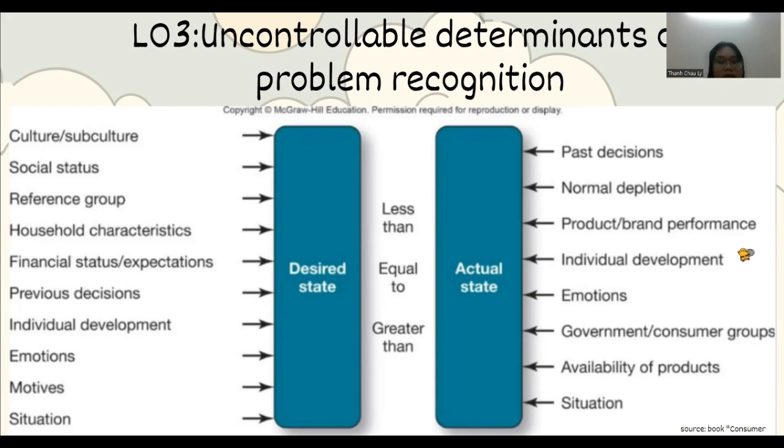And about individual development, there are many changes in desired state and also actual state. For example, if you achieve what you want, of course you will want more than that. And some marketing rules are based on the desired state or actual state to make consumers recognize the problem. And we will talk about that next.